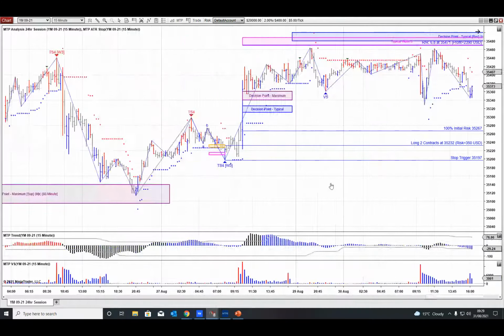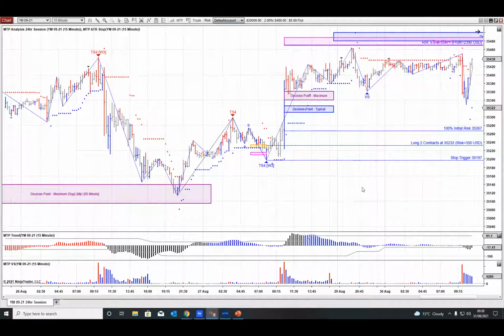So a couple of good examples there, and examples to show you how we use MT Predictor, where we're not looking to trade off every trade setup. We're only looking to trade when the market makes a clear reversal at higher time frame support and resistance.